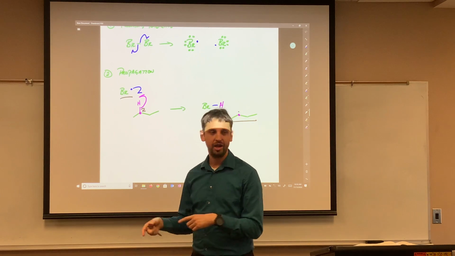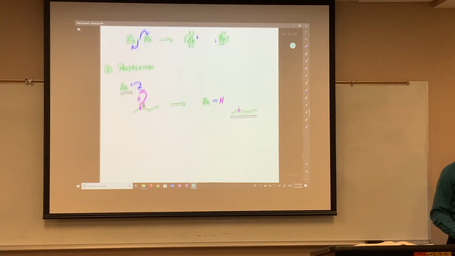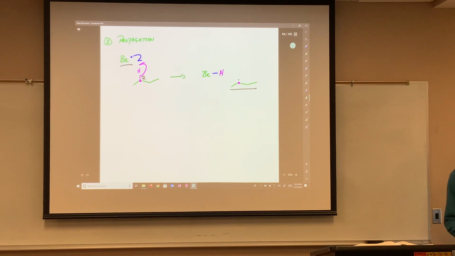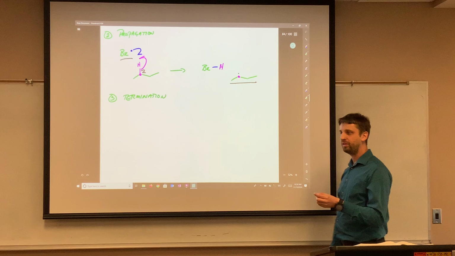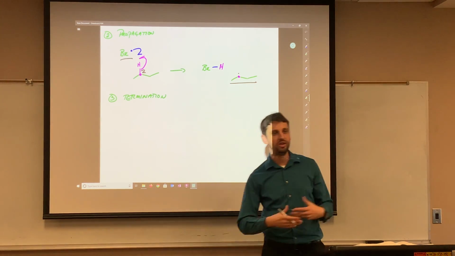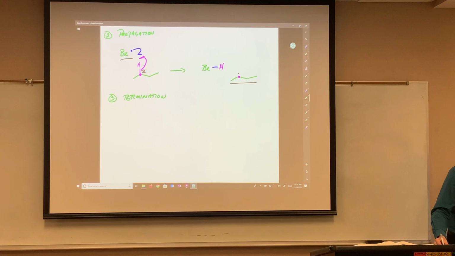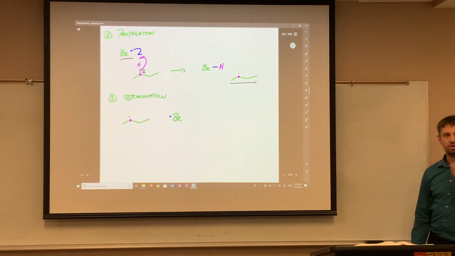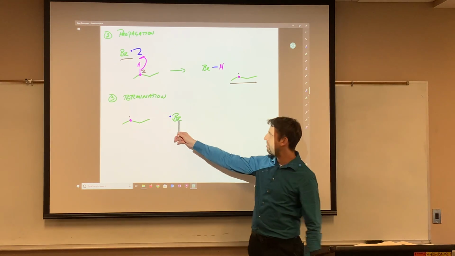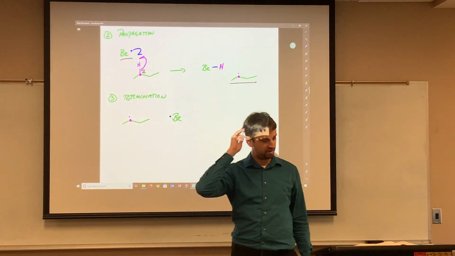So, initiation, propagation, and then the last one is termination. Termination is exactly what it sounds like. We start with a radical and we consume it. We don't have a radical at the end. So 2 radicals come together. Here's one of our radicals, and here's our other radical, the other bromine that we made at the beginning. Remember, we made 2 bromine radicals in the first step.